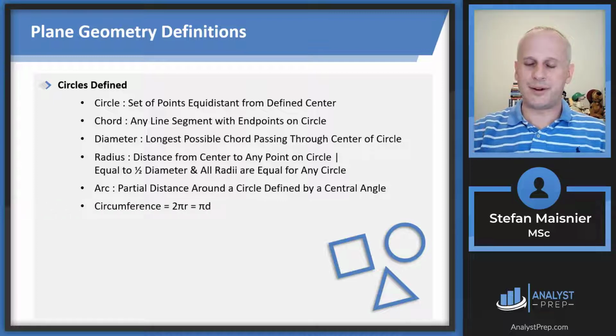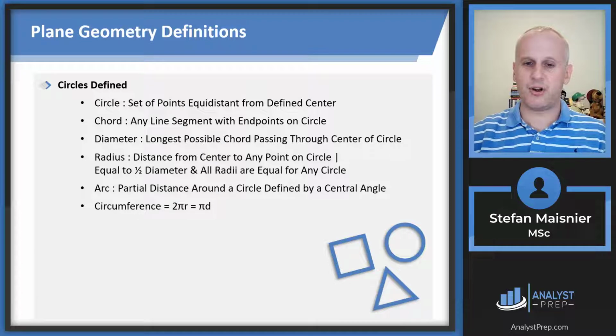But that distance around the circle is fancy for a circle, it's the circumference, and that's equal to 2 times pi times r, or pi times the diameter. And your area formula for a circle is just pi times the radius squared. Definitely commit both of those formulas to memory.